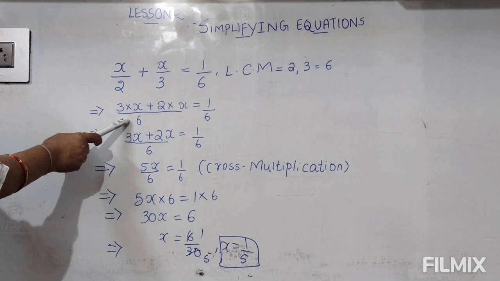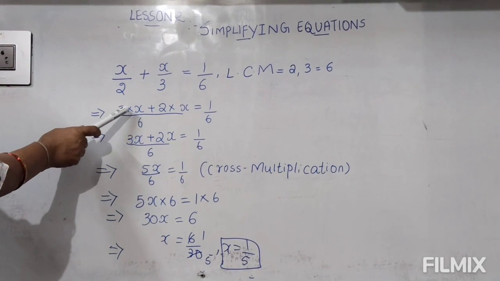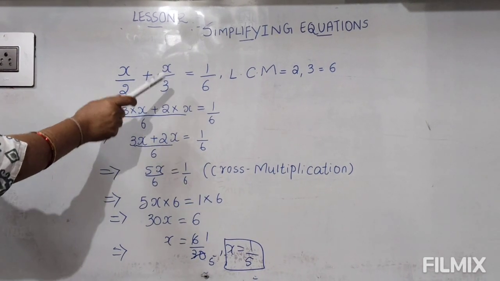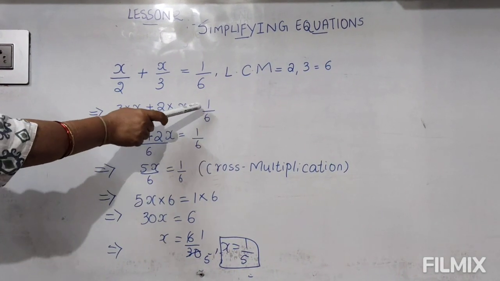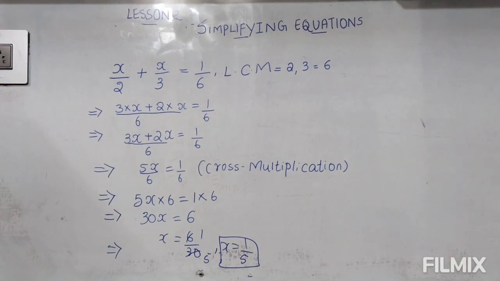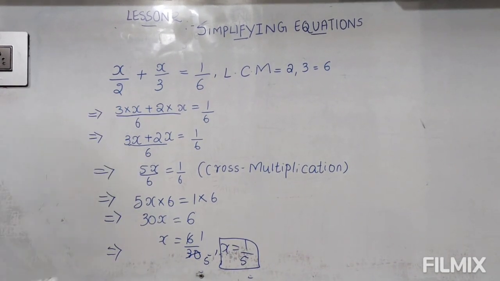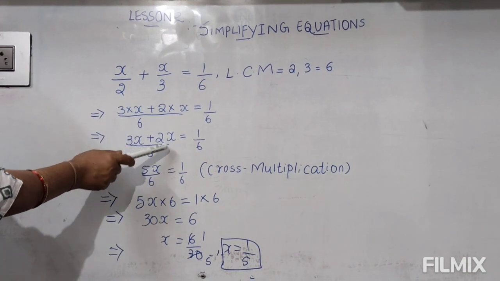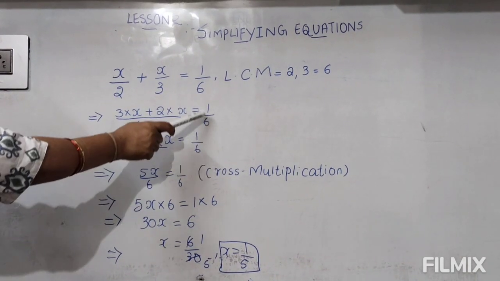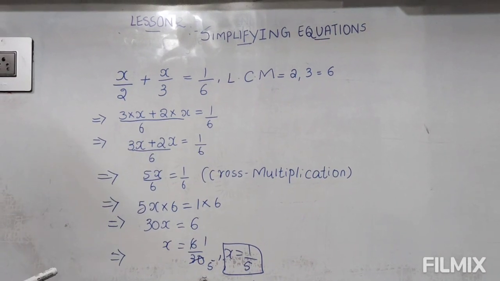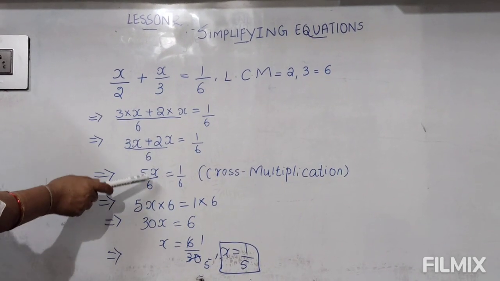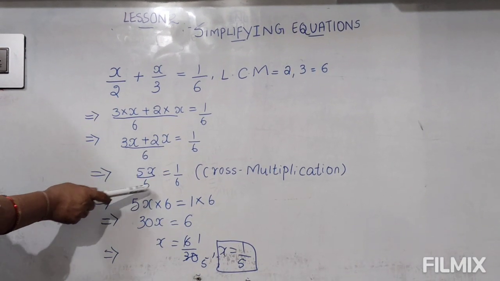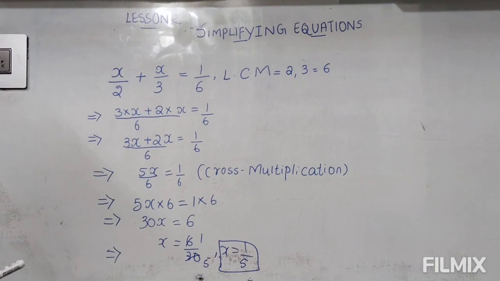If 6 is the LCM, 2 3s are 6, so 3 into x plus, 3 2s are 6, so 2 into x is equal to 1/6. So you know how to take the LCM, isn't it? So (3x + 2x)/6 = 1/6, which implies 3x plus 2x is 5x, so 5x/6 = 1/6.